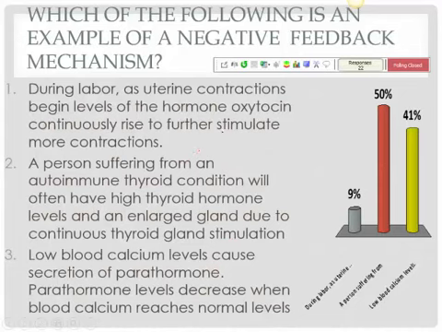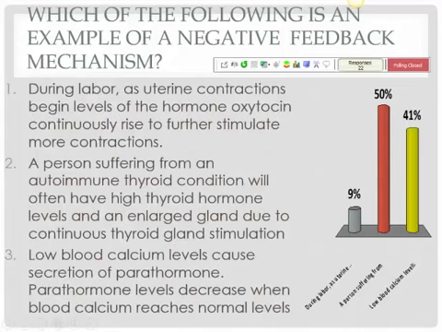Now let's look at this question. It says labor, uterine contractions begin, oxytocin continuously rises to further stimulate more contractions. So see, it's saying that more contractions are occurring. The word more is there. Look at this one. It says this person suffers from this condition. They have high thyroid hormone levels and a large gland due to continuous thyroid gland stimulation. See the word continuous over there. That means a gland is never being shut off. It just keeps going on and on, which is what I told you just now, where there was a malfunction.